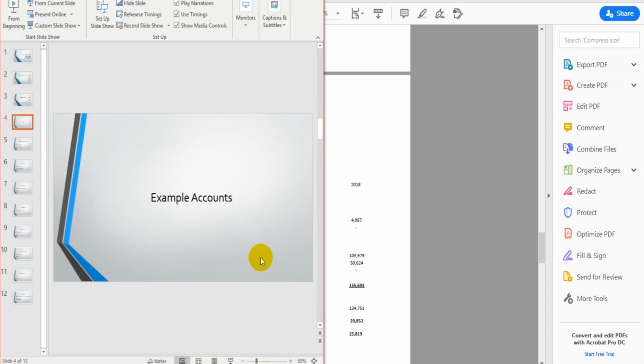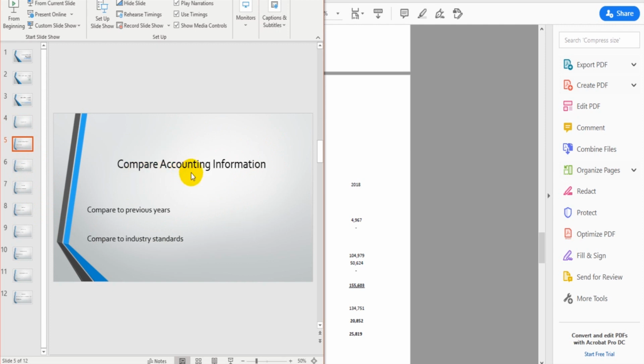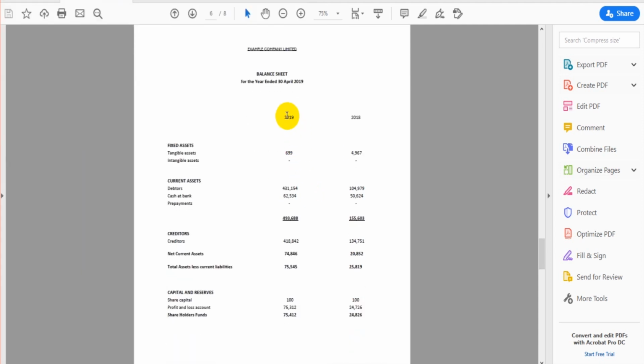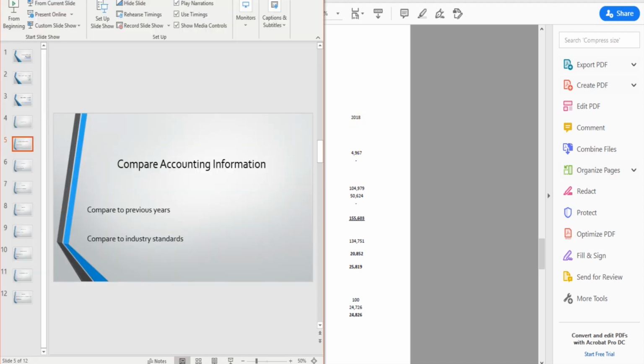Now, going back to my slide over here, if we go to the next slide, comparing accounting information, this is the first thing I really wanted to emphasize when analyzing financial statements. It can really help with the analysis if you have accounting information to compare accounting information to. So with our accounts, if we've got profit and loss and balance sheet figures for 2019, we've also got the 2018. That's really going to help with our analysis.